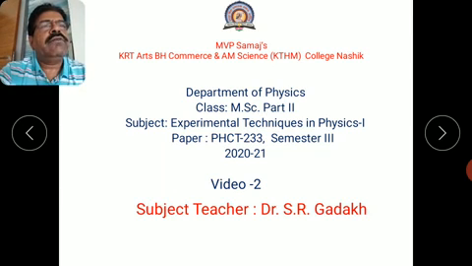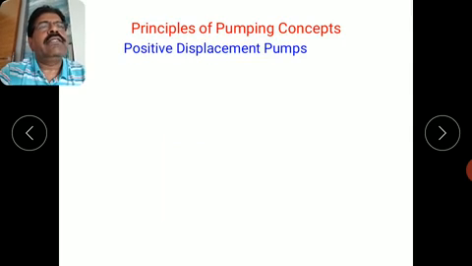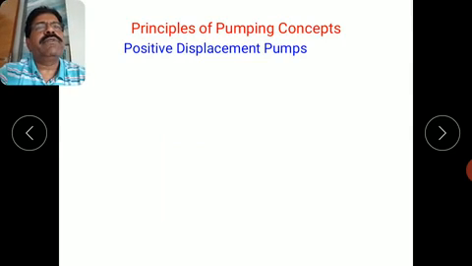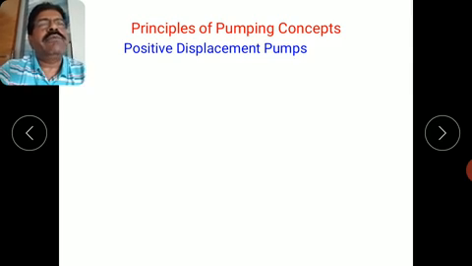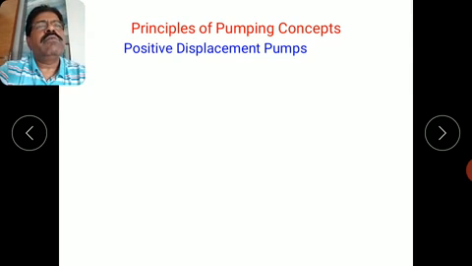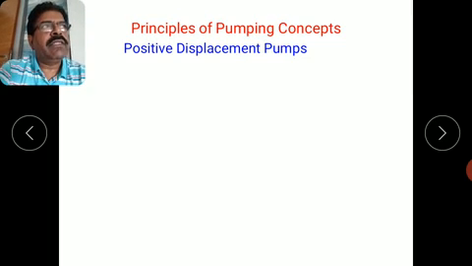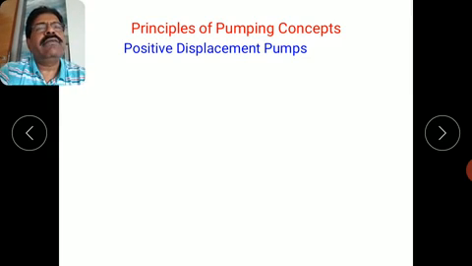So today we are going to study the actual working principles of vacuum pumps. The first type of working principle of vacuum pump, that is positive displacement pump. So last time we have seen that there are three types of vacuum pumps based on the working principle. The first one is positive displacement pump, second are the momentum transfer pump, and third type is capture pump. So let us start with the first one, that is positive displacement pump.